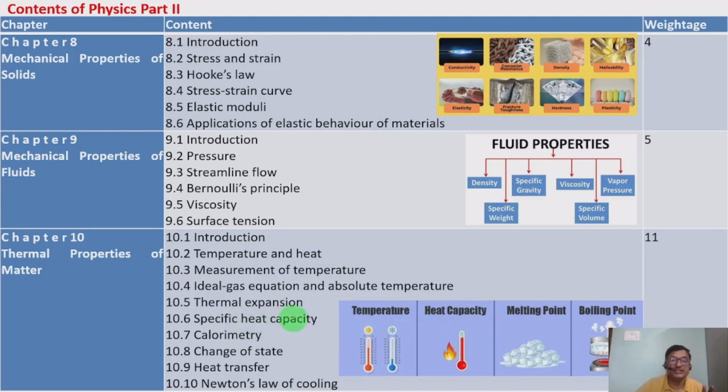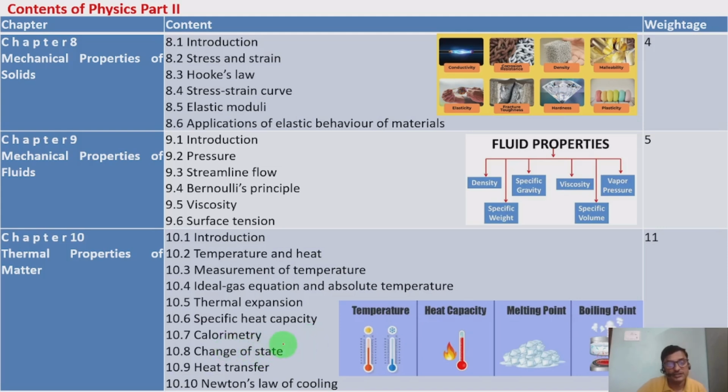10.5 Thermal expansion. When any solid gets heated, it expands. Some materials have a large expansion capacity, and some materials have less expansion, and that's why thermal expansion will be taken. 10.6 Specific heat capacity. To increase the temperature by 1 degree Celsius, what amount of heat is required for a particular material, that we will take as specific heat capacity.